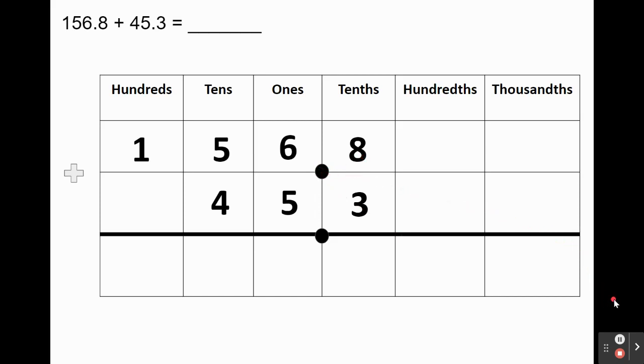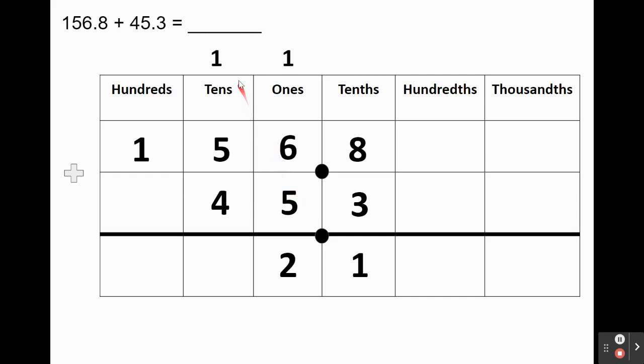Now let's go ahead and start adding, starting with the smallest place value. In these numbers, the tenths place is the smallest place value. So we'll start by adding 8 tenths plus 3 tenths, which is 11 tenths. So we'll place a 1 in the tenths place and regroup the other one to the top of the ones place. Now let's add the ones place. 1 plus 6 is 7, plus 5 is 12. So we'll put the 2 in the ones place and regroup the 1 to the tens place.